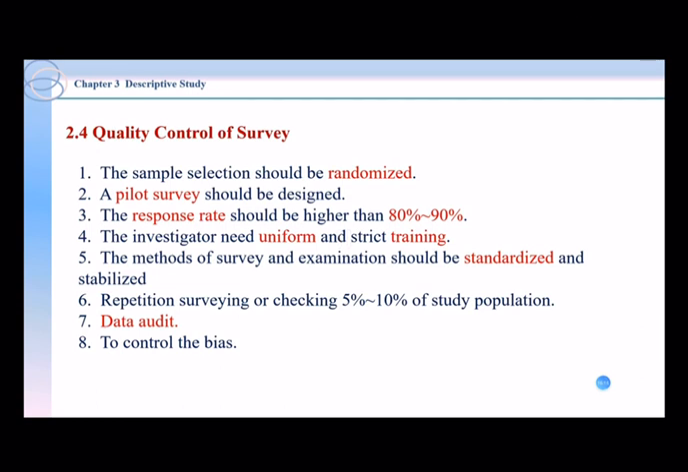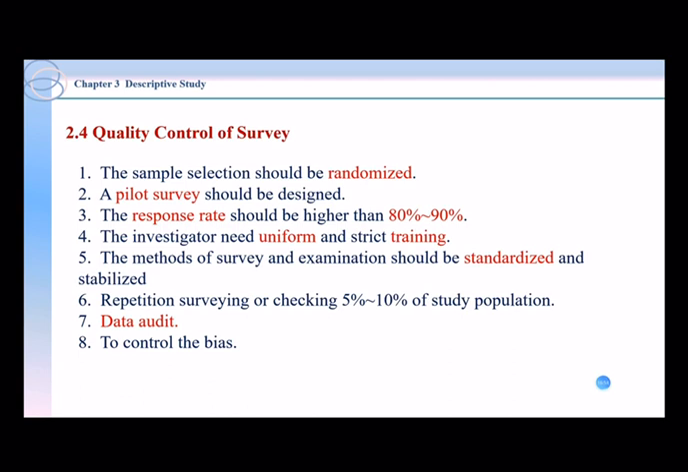During the design of the survey, we cannot avoid errors in such an observational study, so we will need some quality control. Here are some tips that we can learn about how to perform quality control. The first one is that the sample selection should be randomized, which means that the sample that we collect should be representative of the entire population.